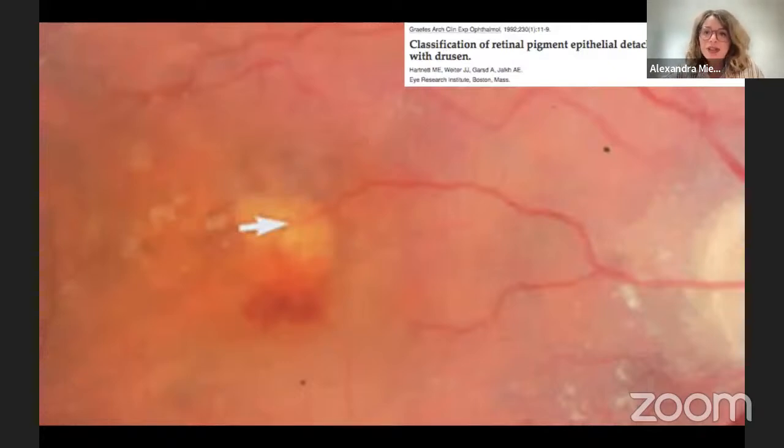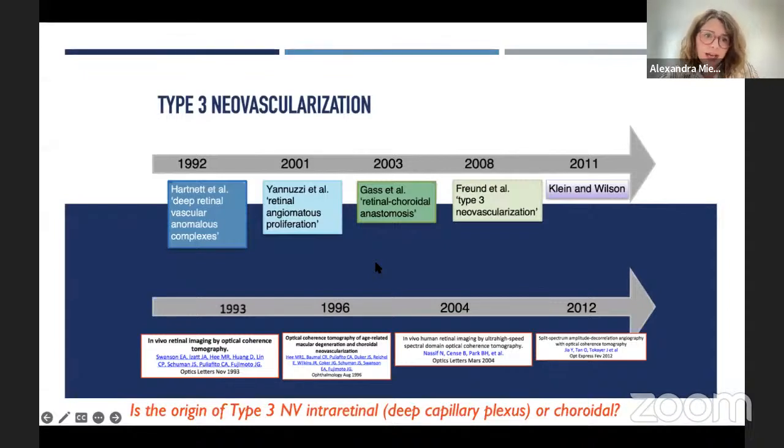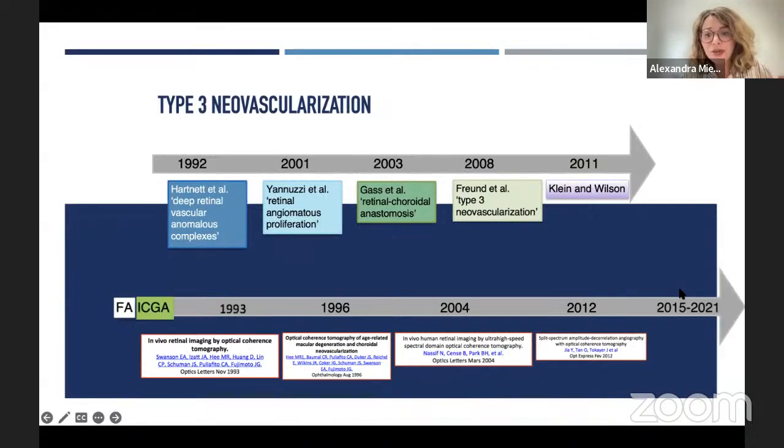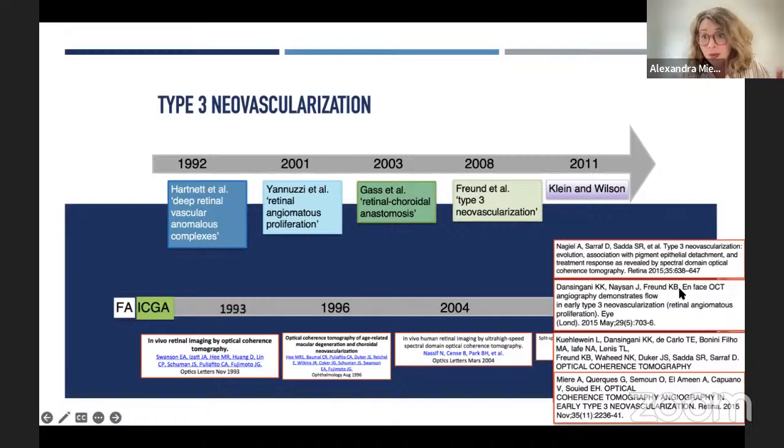This is the first description by Hartnett in 1992 of this small anomalous complex that actually occurred at the end of vessels, sometimes associated with hemorrhage, as you can see here. And through time, this deep retinal vascular anomalous complex has had many, many names, from retinal angiomatous proliferation, retinal choroidal anastomosis, type 3 macular neovascularization, type 3 choroidal neovascularization, and different descriptions in multimodal imaging. And each new technique added something new to what physiopathological insights we have regarding type 3 macular neovascularization.